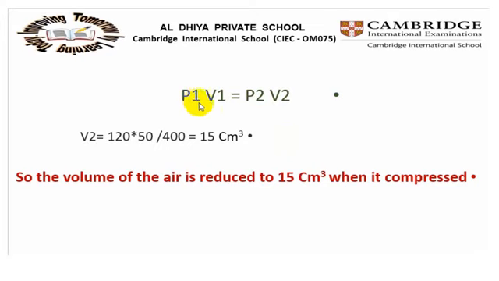Substitute in Boyle's law, P1 V1 equals P2 V2. So V2 equals 120 multiplied by 50 divided by 400, which is 15 cm³. This is the final volume. The initial volume is 50, so the volume of the air is reduced from 50 to 15 cm³ when it is compressed.